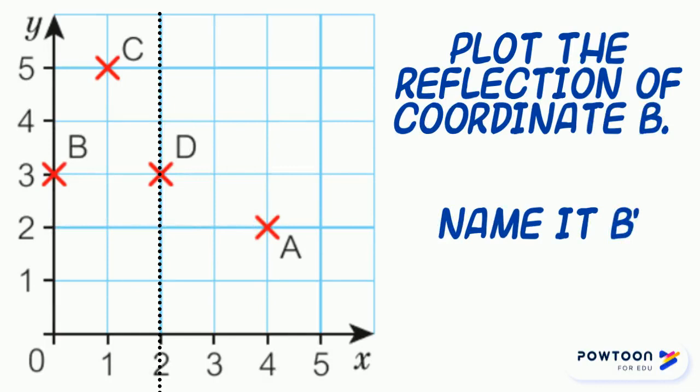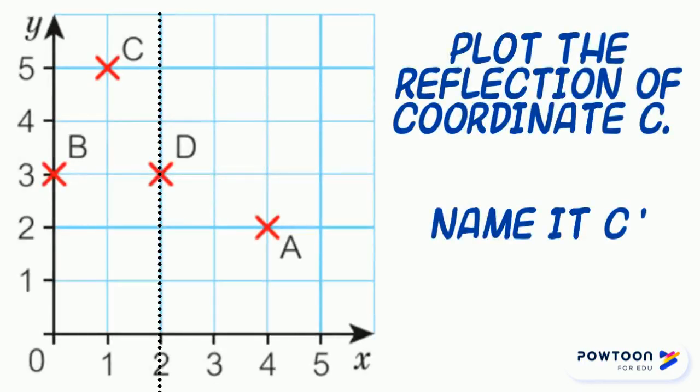Reflecting B over the mirror line, we have to see that B is actually 2 squares to the left this time, so reflecting it will go 2 squares to the right. Again, make sure you label it correctly. To plot the reflection of coordinate C, we can see that C is 1 square to the left of our mirror line, so we will plot it 1 square to the right of our mirror line.